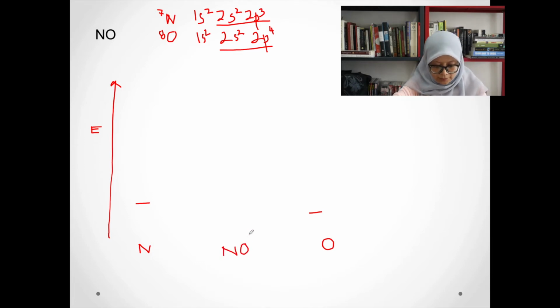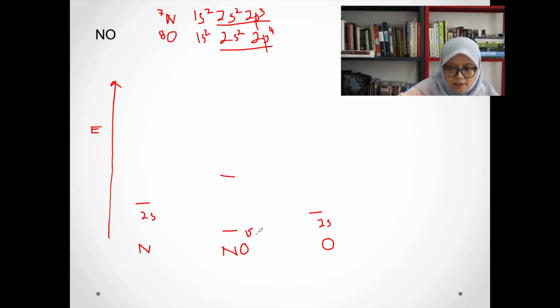Then you need to have the sigma here. So this is the 2s, while this is the sigma 2s. This is sigma star 2s. How many electrons do we have here? We have 2, the maximum number of electrons.